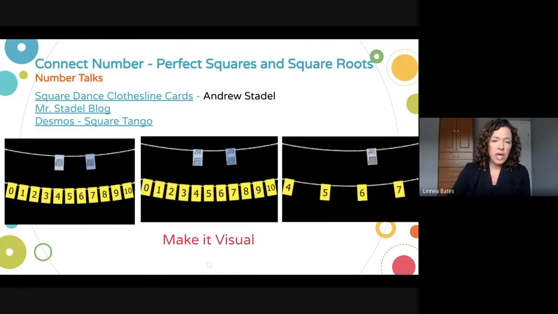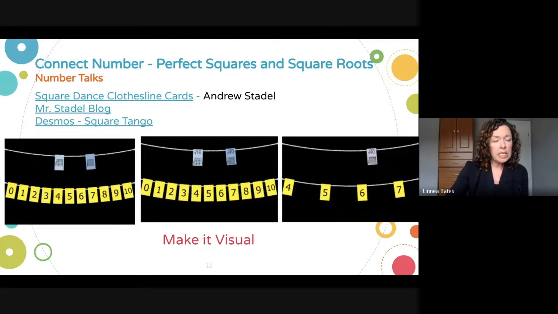So when we're looking at perfect squares and square roots, it's probably a great opportunity to look at that using number talks. So there's a couple of links here that are from Andrew Stadel. Some of you might be familiar with doing some clothesline activities in other topics that he's done. So the first link there is actually some printable cards that you can use to do the activity that we're going to delve into in just a little bit.